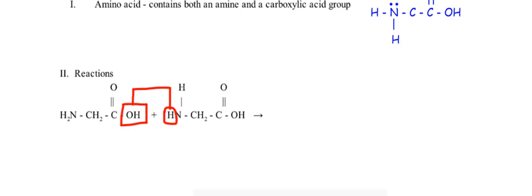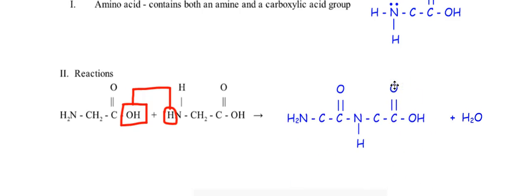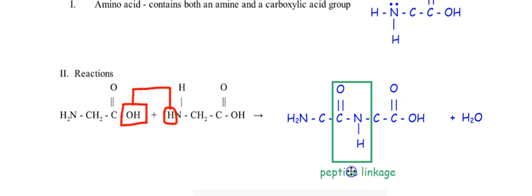But what do you notice? If you can make water, you will make water. So what do I make? Well, I make water. So get rid of the OH and the H and then push them together. And this is what I got when I pushed them together. And voila, what do you notice? The N here is now hooked up to the C here. And let me do that real quick. Do you see what happens? I made a peptide linkage.